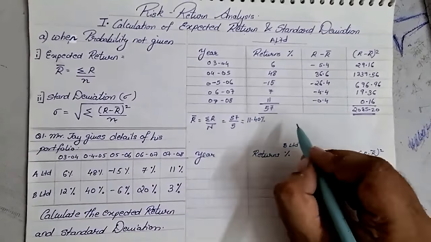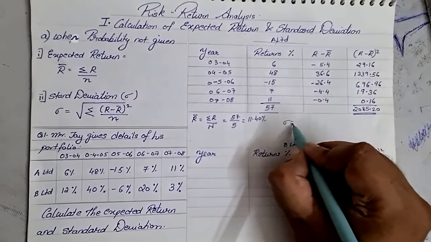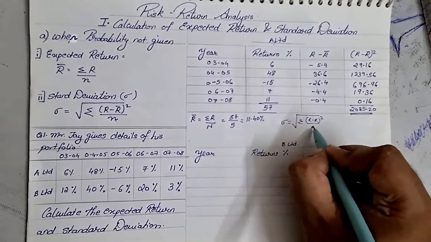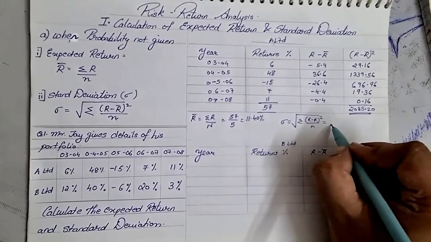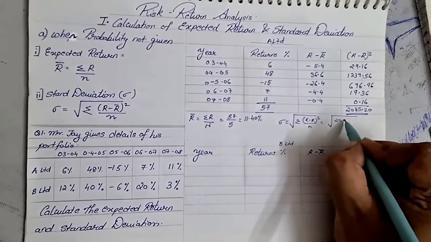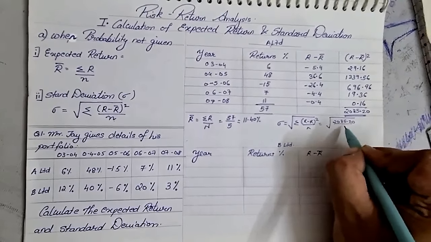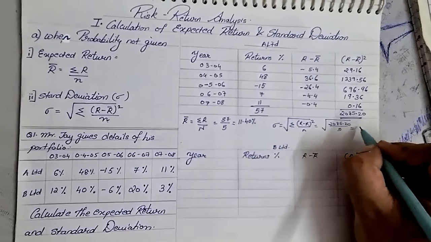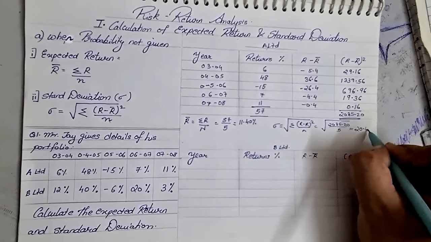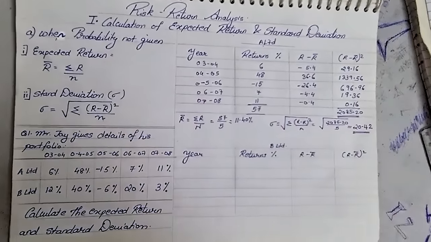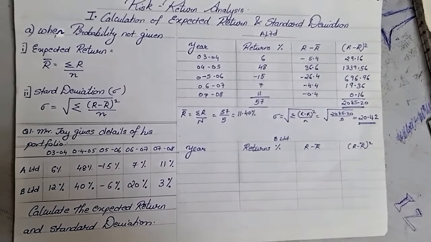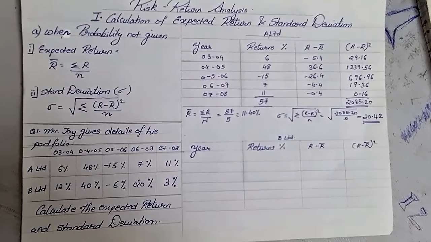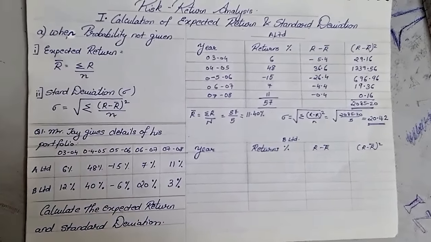Now let us see how to get the standard deviation. The standard deviation formula was the root of sigma R minus R bar the whole square upon N, which would come to the root of 2085.20 upon 5. So you divide, and then when you press the square root sign, we get a final answer of 20.42. So we have finished with the first part, A. We got the expected return of 11.4% and the standard deviation of 20.42. So this was part A.